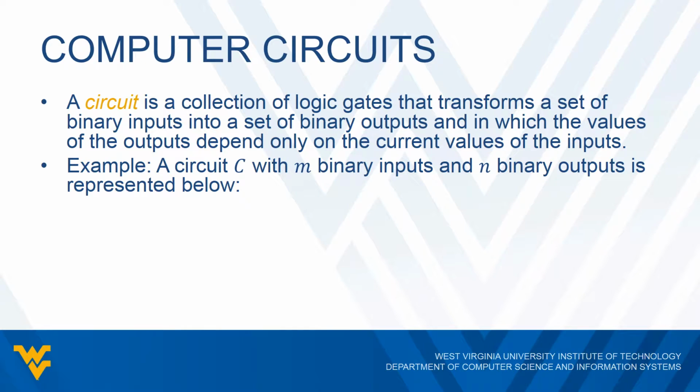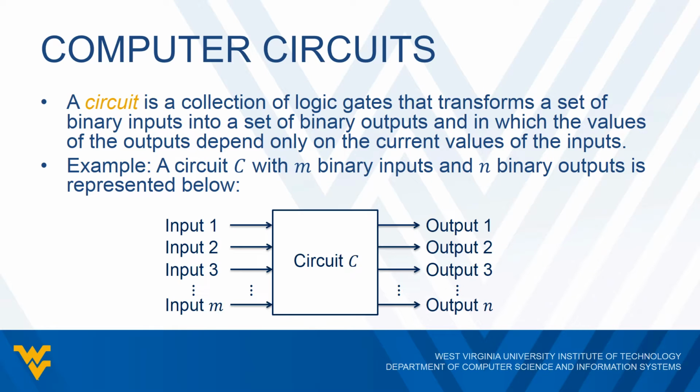So here we have a circuit which we call C, and we have m binary inputs and n binary outputs. Let me show you the picture here. We have on the left side m inputs going into this circuit, and the circuit is going to do some type of computation, and then the output will be n outputs.